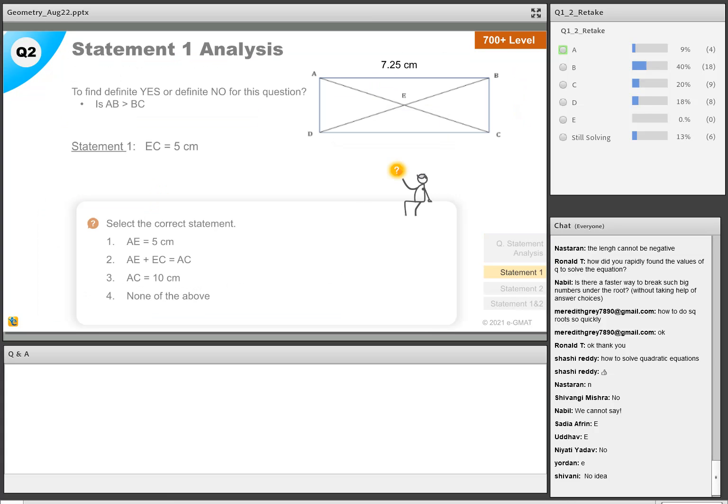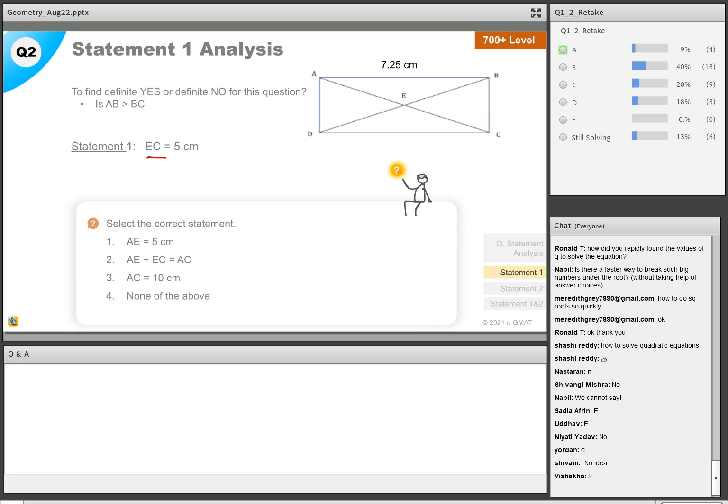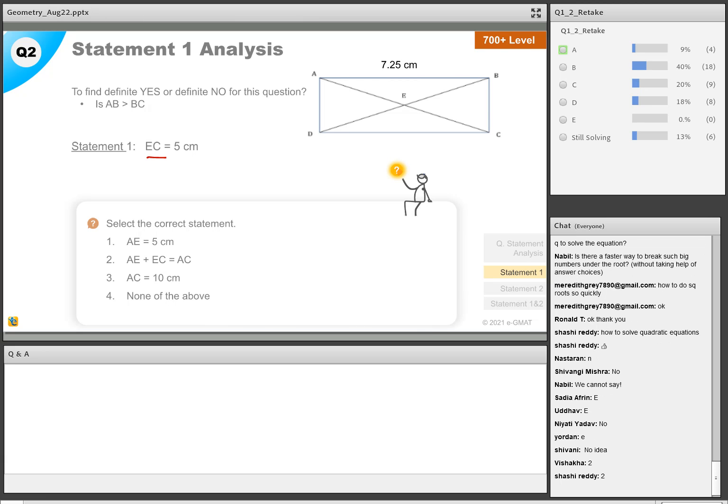It's a definite yes or a definite no question. Yes, AB is greater, or no, AB is not greater. So the first statement tells me that the length of EC is equal to 5 centimeter. Now, according to the 4 choices over here, tell me, with the information given in the question and with statement 1, which one of these 4 is correct?